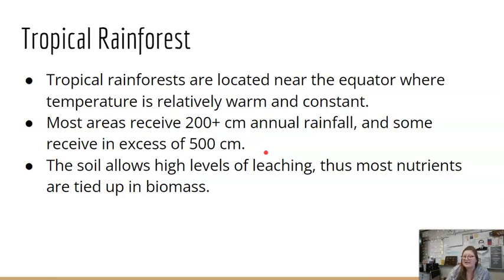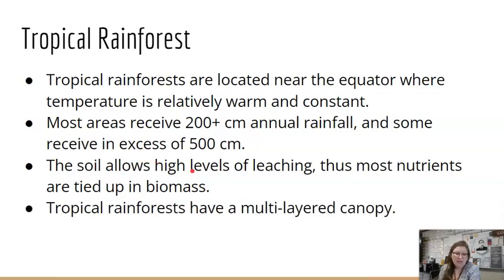The soil allows high levels of leaching, and so most nutrients are tied up in biomass. So this means if we go to a tropical rainforest and we look at the soil, there is not a lot of nutrients there because it's constantly being rained on, and that rain basically clears out that soil of nutrients. We will talk about soil specifically in another unit, but while tropical rainforests are amazing because of the high biodiversity, the soil is not very nutritious.